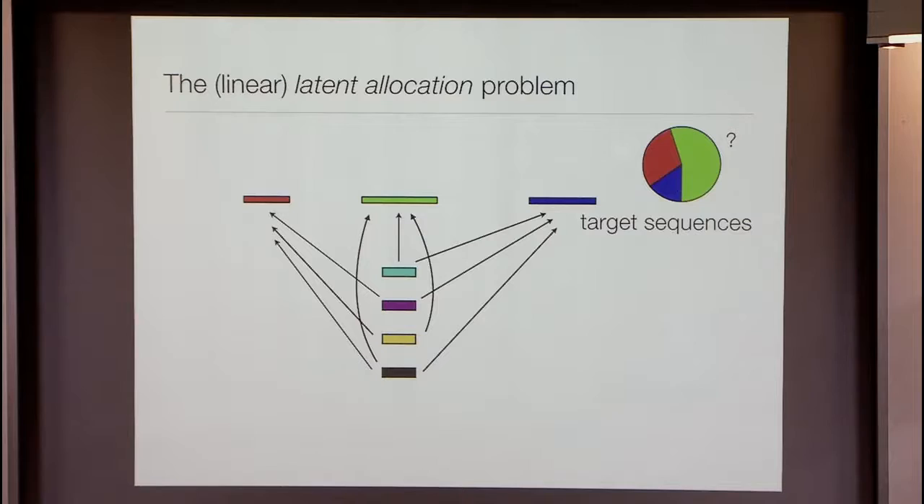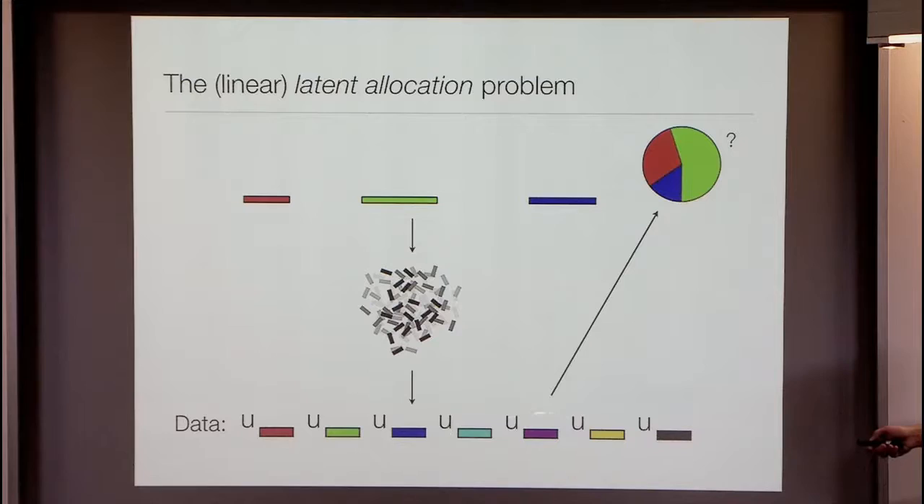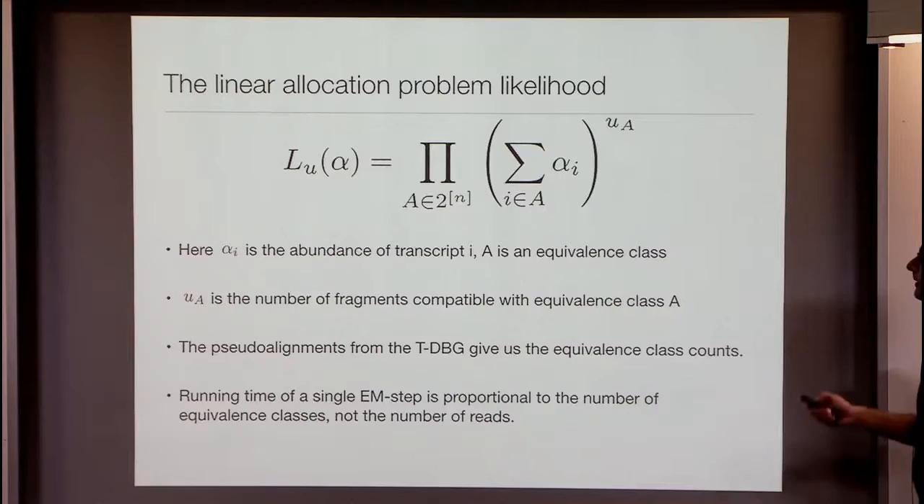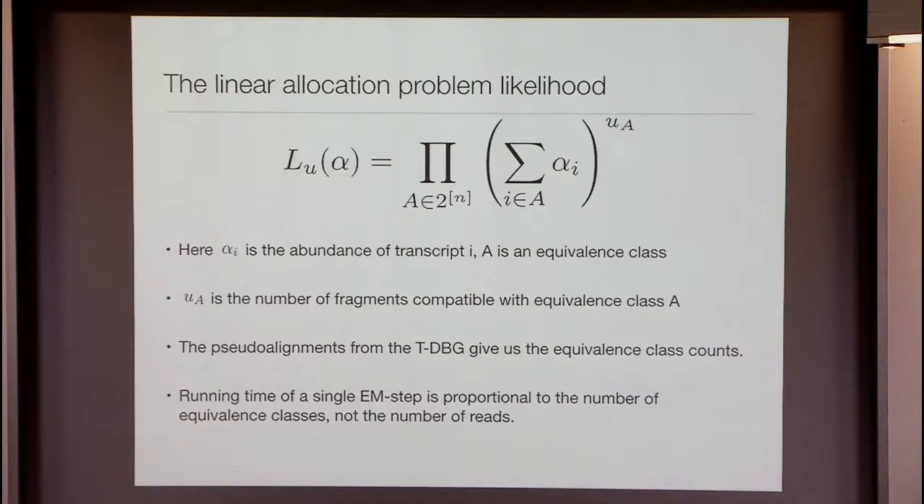So there's all sorts of ambiguity that happens, and your data is really not the counts of red, green, and blue, but this whole mixture of colors. And so what people do is they write out a likelihood function where you take the product over all the subsets of colors, and then you sum up the probability for each of the different categories. And these alphas are the probability you came from red or green or blue. And you take it to the power of the number of reads you saw from that category.